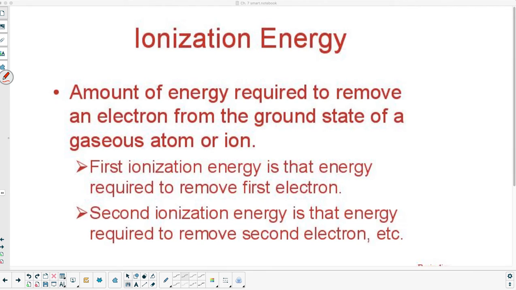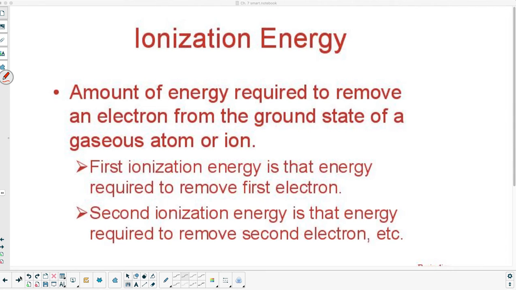First ionization energy is the energy required to remove the first electron outside. Not the one closest to the nucleus, but the one furthest outside. Second ionization energy would be the next one further outside removed, and so on. Typically we only worry about the first ionization energy because that tells us a lot, but sometimes we get into the second and third, and I'll explain why we would do that.